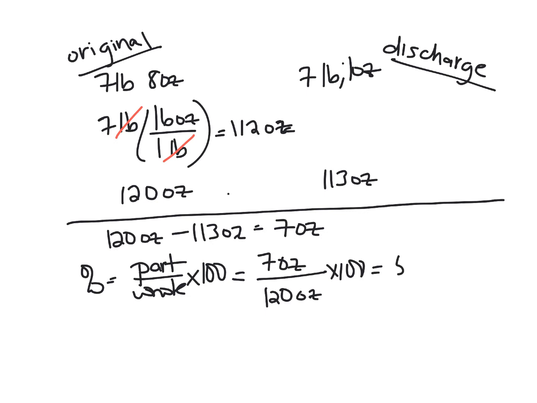is 5.83%. But notice that the problem asks us to round to the nearest whole number, so that means we're going to round this to 6% of the baby weight was lost.